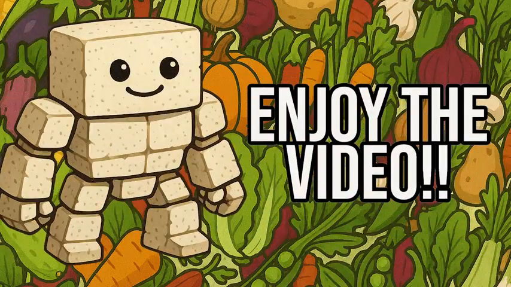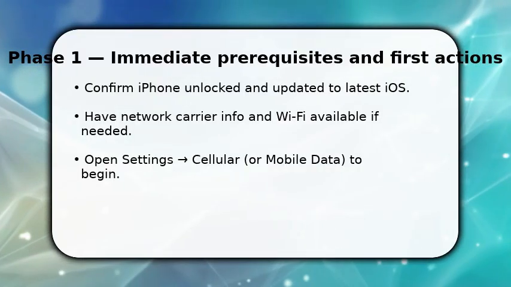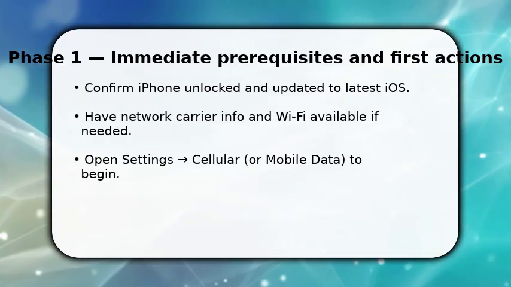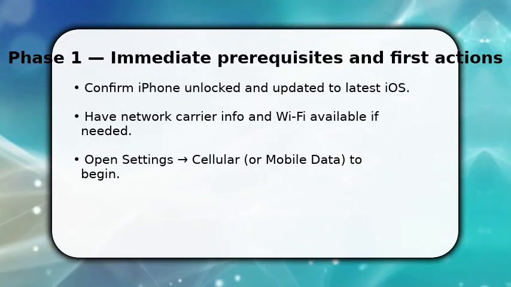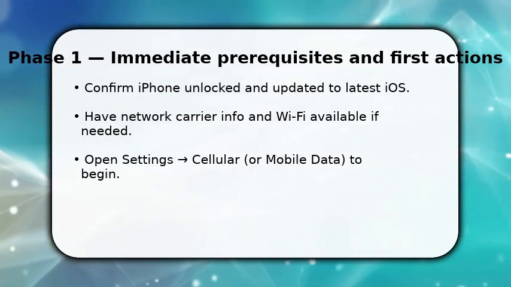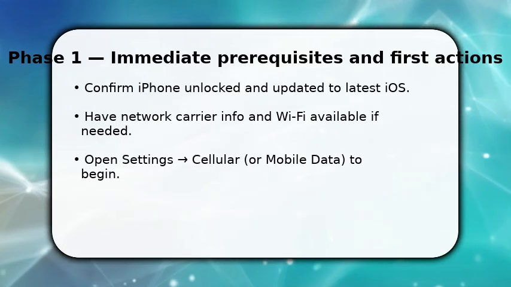Please enjoy the video. You'll start by confirming your iPhone is unlocked and running the latest iOS, because settings labels can change. Once done, make sure you know which eSIM line you want to disable. Names often show under Cellular.